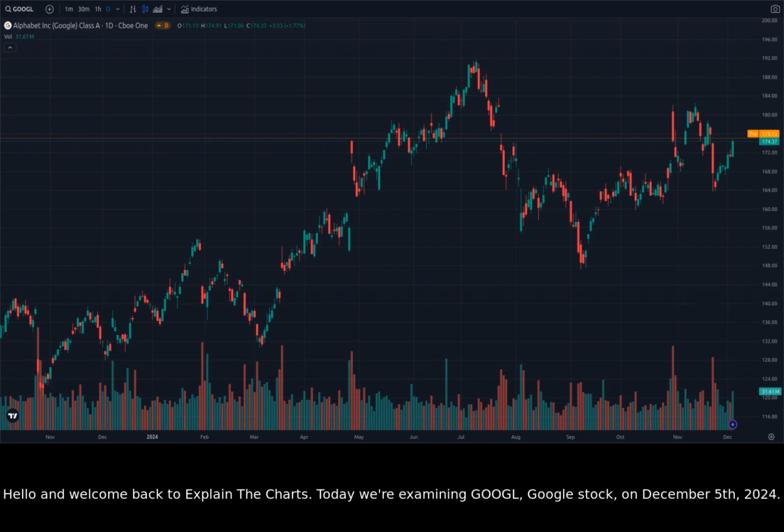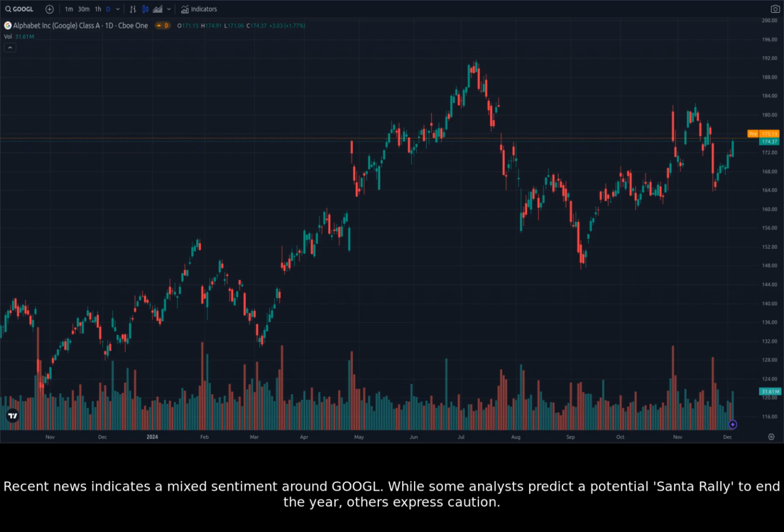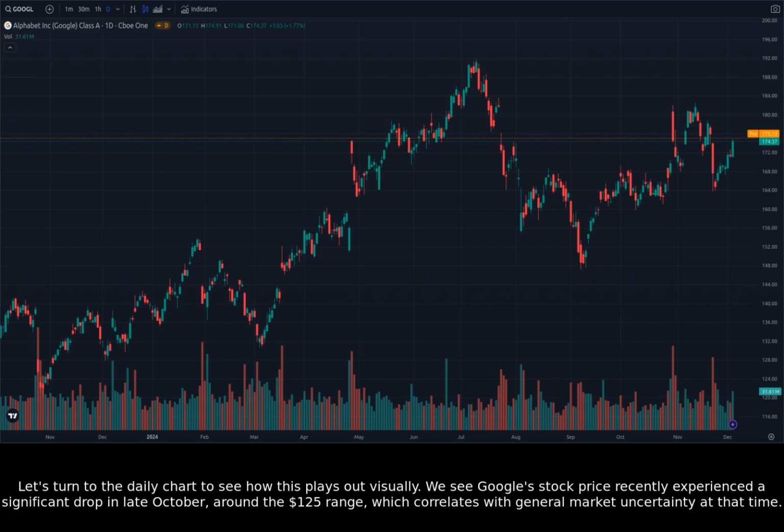Today we're examining Google stock on December 5th, 2024. Recent news indicates a mixed sentiment around Google. While some analysts predict a potential Santa rally to end the year, others express caution. Let's turn to the daily chart to see how this plays out visually.